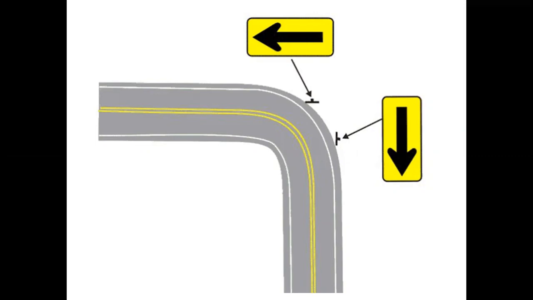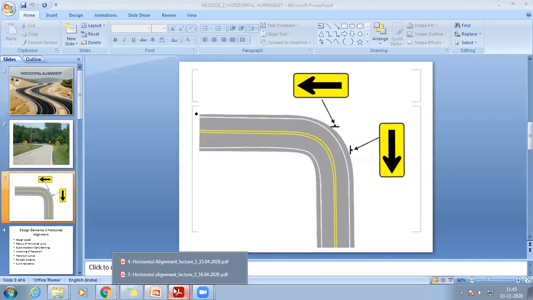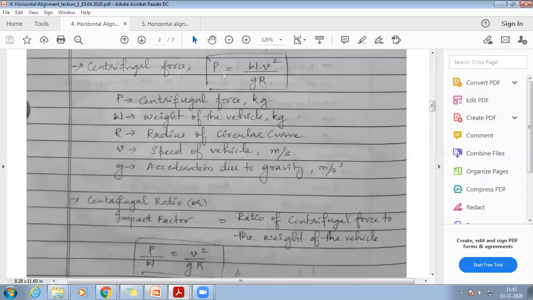Okay, so now we'll see the expression for this centrifugal force. You can see the screen, right? In this subject, the centrifugal force is denoted by the variable capital P, and the expression will be WV square by GR. So what is P? That will be the centrifugal force in kg.